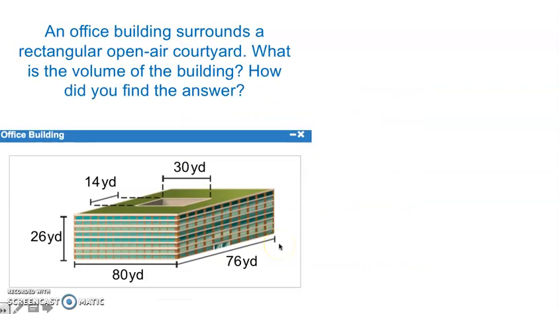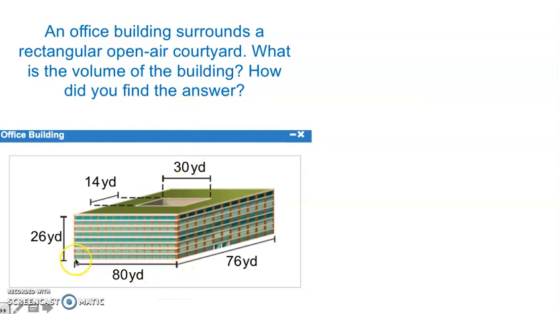Today we're going to look at this word problem. And I thought this problem was a little tricky at first, but it's almost like a puzzle. You have to really take your time to figure it out. It says an office building surrounds a rectangular open-air courtyard. What is the volume of the building? How did you find your answer?